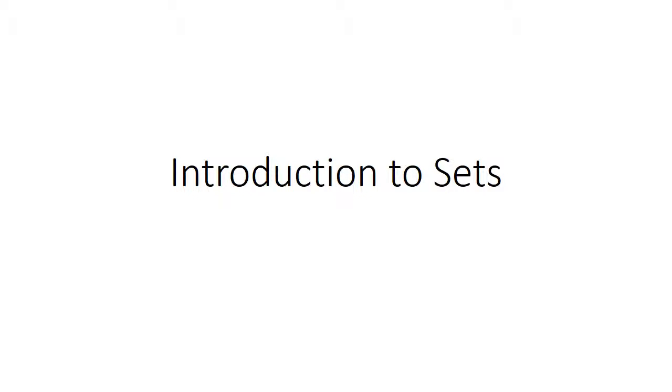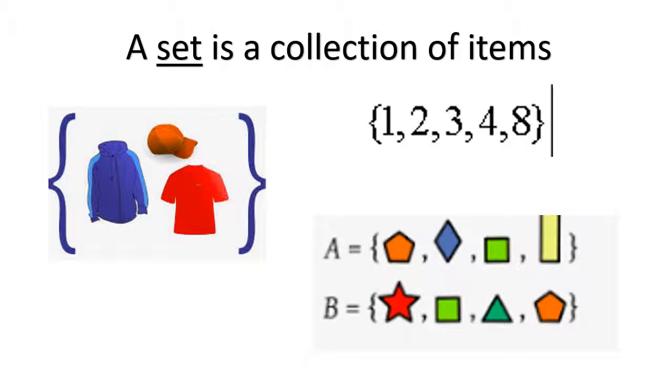Today we're going to take a look at what are sets. A set is defined as a collection of any items. You see here several sets. First, I have a collection of several items of clothing. Next, I have a collection of several numbers. And then I have sets A and B, which would be geometric shapes. So a set is a collection of any items.